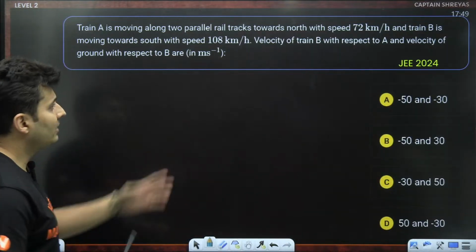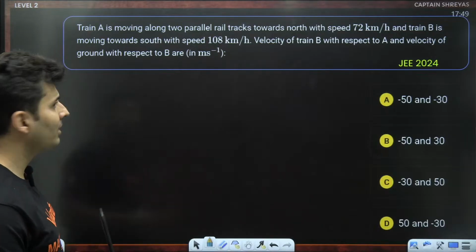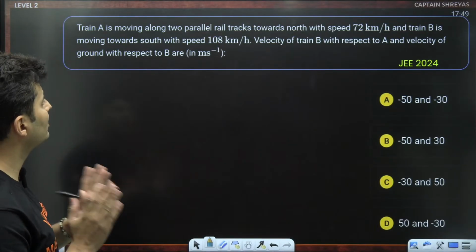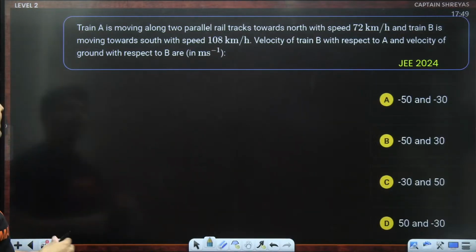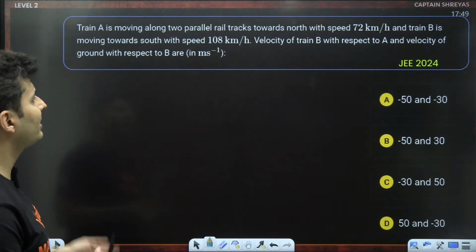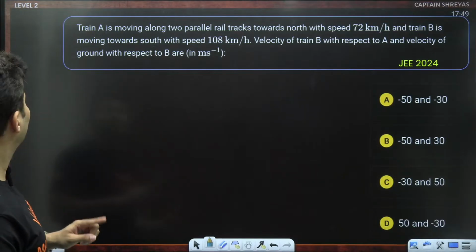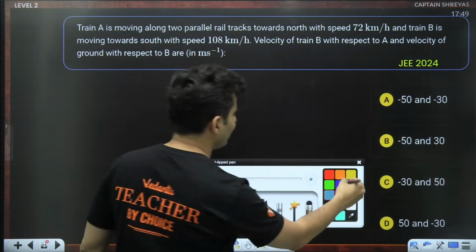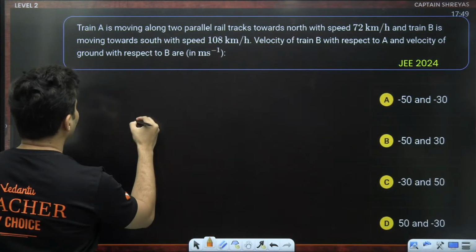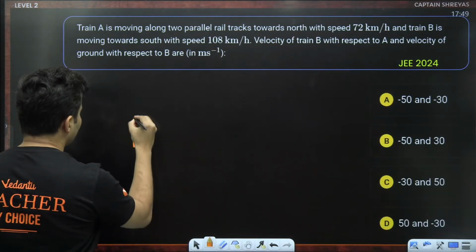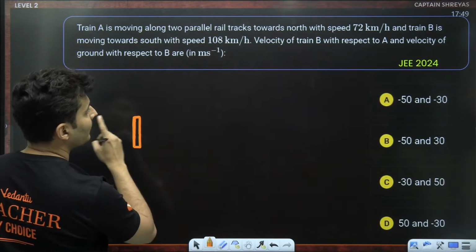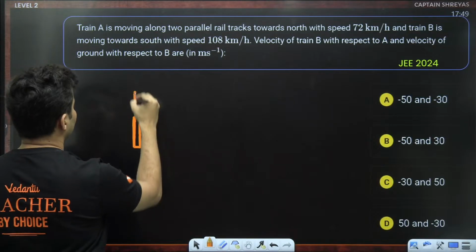Yep. Train A, this is a JEE 2024 question. A is moving along 2 parallel rail tracks towards north with a speed of 72, and B is moving towards south with 108. Find the velocity of B with respect to A and the velocity of ground with respect to B. Oh, interesting question, guys. Interesting question. See, A is a train which is going towards north with a speed of 72.